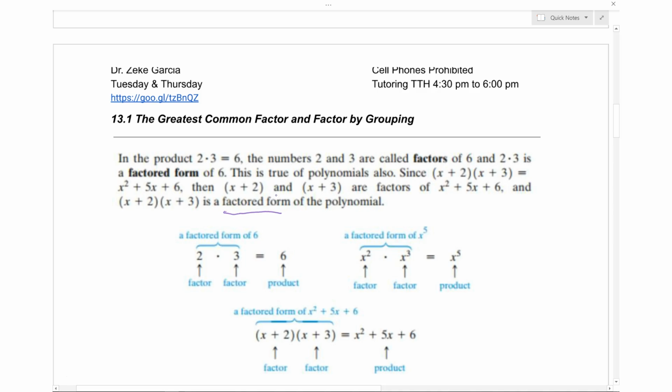So the lesson that we're going to be doing today has to deal with factors, factored form, and greatest common factor. And here are several examples of what we mean by factored form and factors. So I'm going to be teaching you the method to determine the greatest common factor of a polynomial or a number.